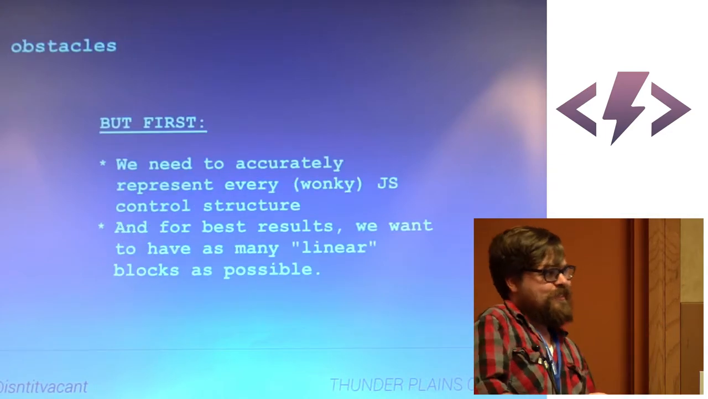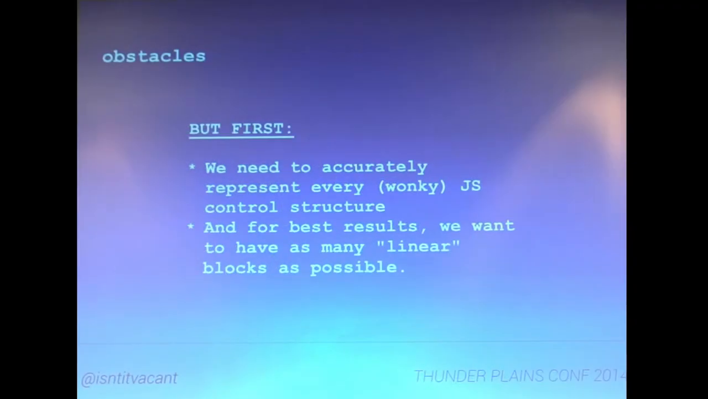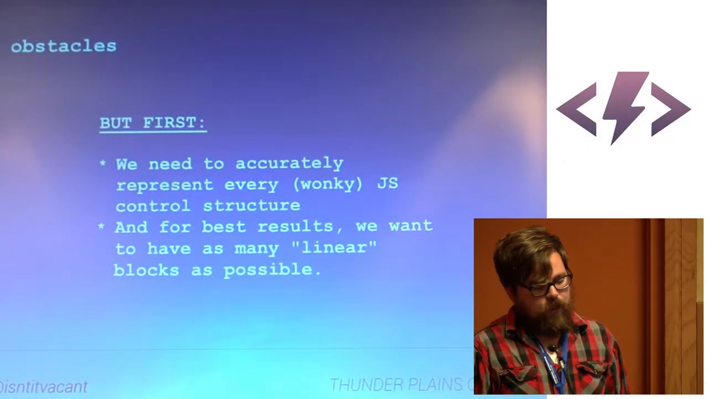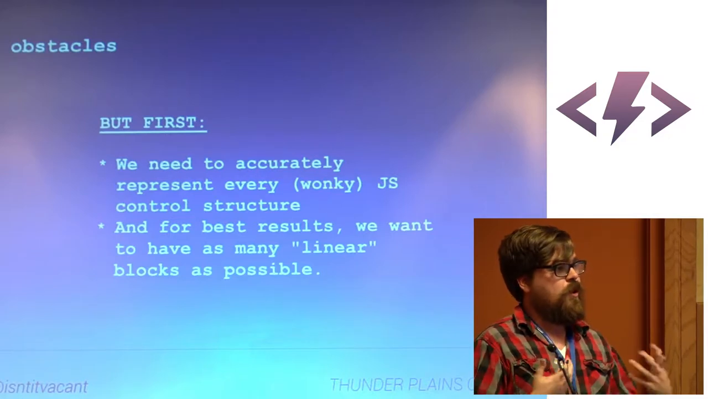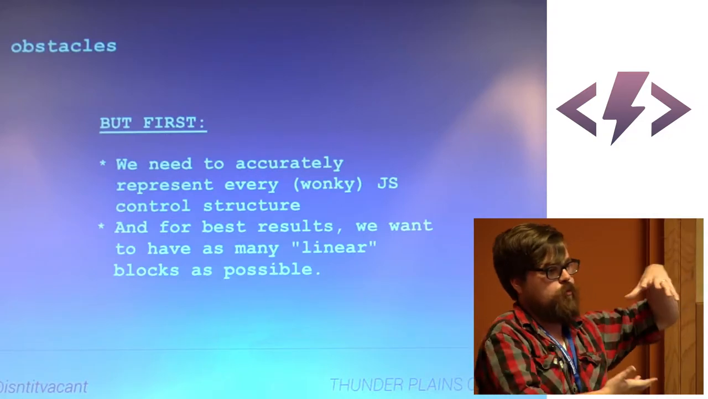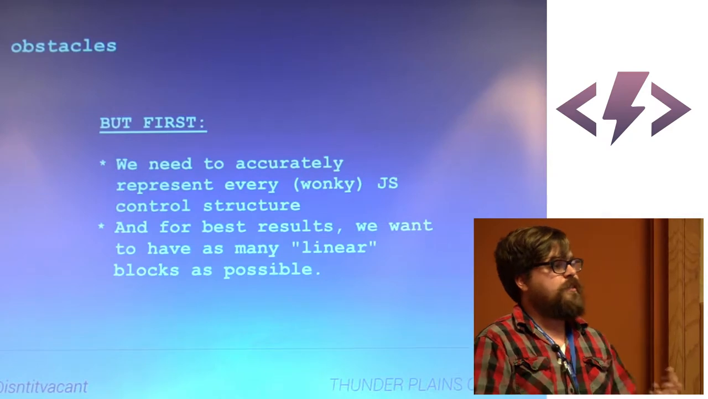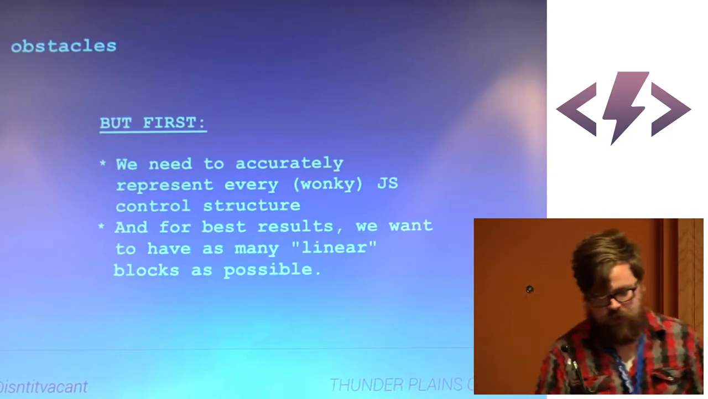But first, when we are talking about building control flow graphs out of JavaScript, we also have to take care of these two big problems. The first big problem is that JavaScript has a lot of inherited wonky control structures, just bizarre stuff from Java, actually. And the second is that we want to have as many linear blocks as possible to keep a simple control flow graph, so we can easily process that and make assumptions based on it.